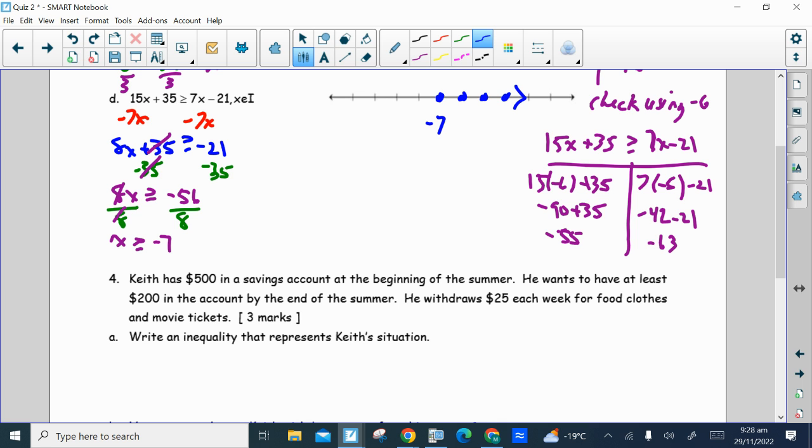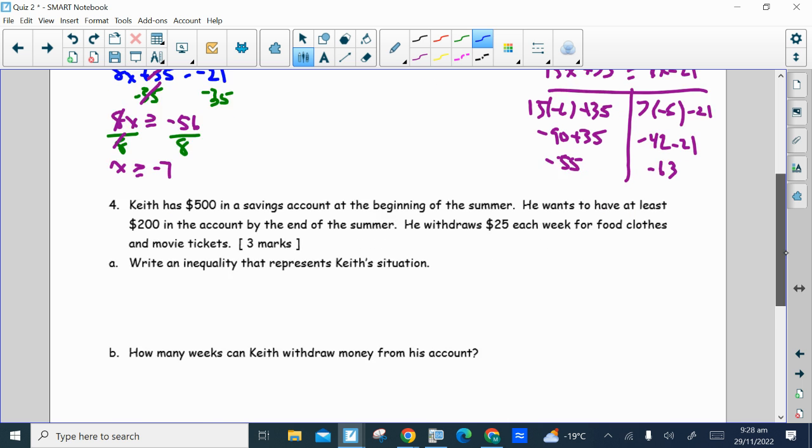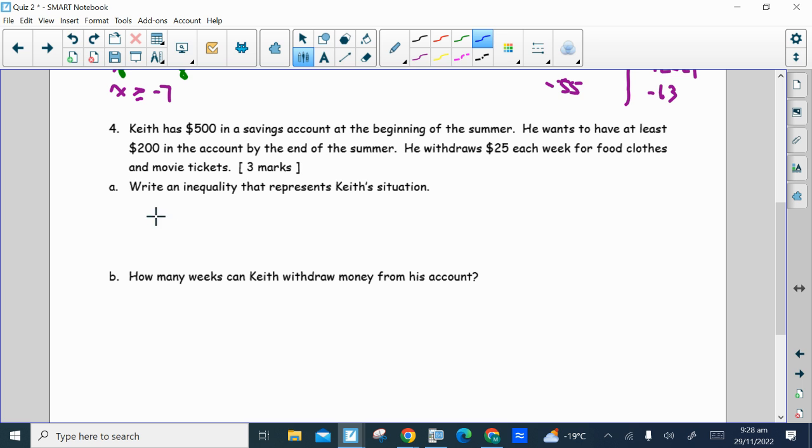Number 4 says Keith has $500 in a savings account at the beginning of summer. He wants to have at least $200 in the account by the end of the summer and withdraws $25 each week for food, clothes, and movie tickets. Write an inequality that represents his situation. So he has $500 in the account. He's going to withdraw $25 each week.